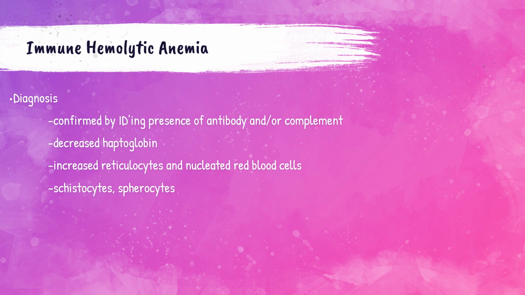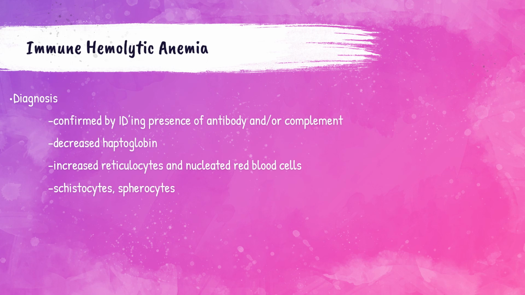Immune hemolytic anemia is diagnosed by confirming the presence of an antibody and/or complement. The patient will also have an increased reticulocyte level, and nucleated red blood cells can also be present within the peripheral blood smear. This is because the red cells are lysing and the bone marrow is generating as many red blood cells as it can to try to compensate. It's going to throw out those nucleated red blood cells and reticulocytes from the bone marrow into the peripheral bloodstream.